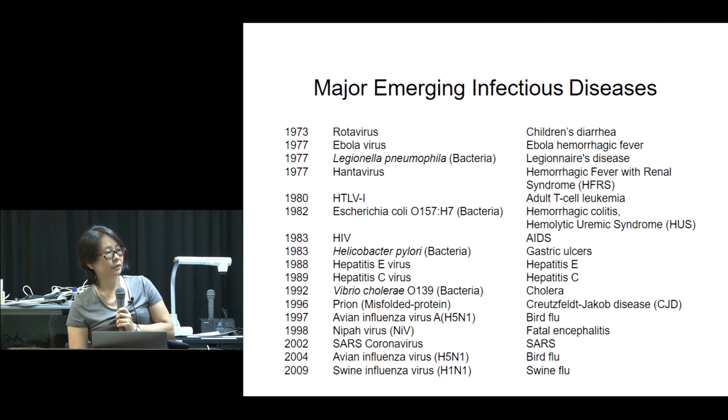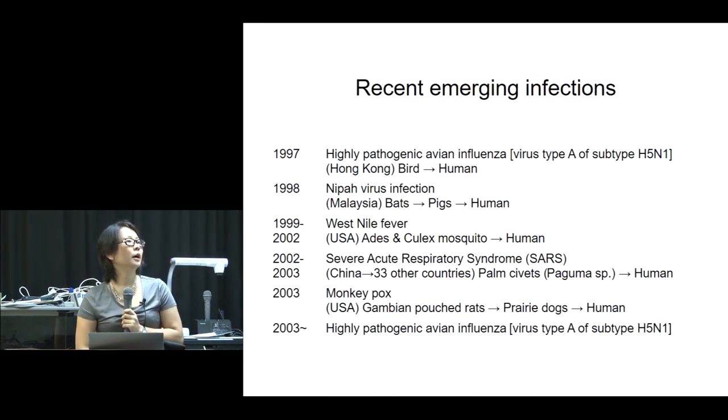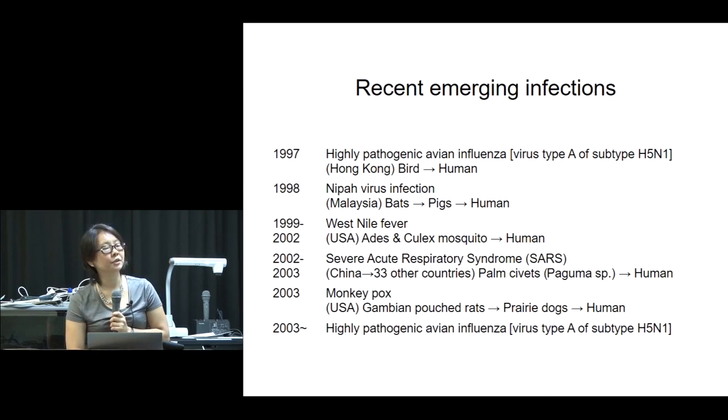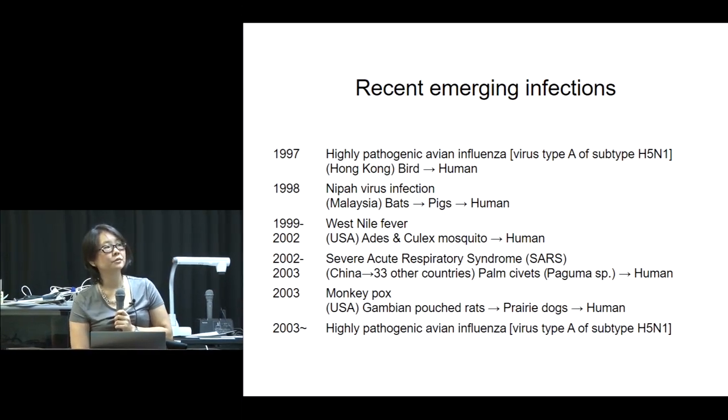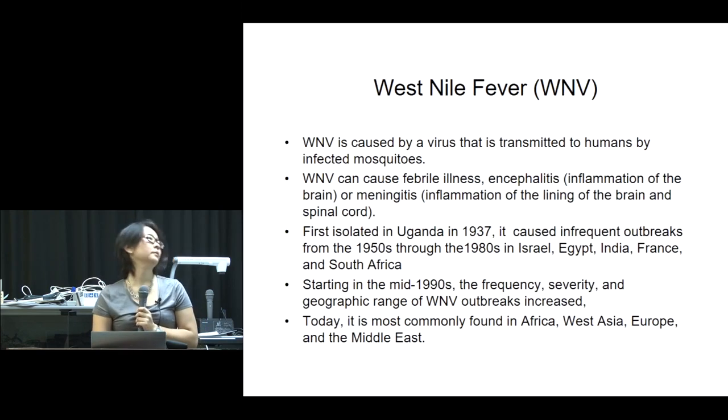Here, for example, we have also in 2002 SARS, and we will see a little about SARS also very quickly. Other more recent emerging infections, we see here 1997. This is up to 2003, but it's not an exhaustive list.